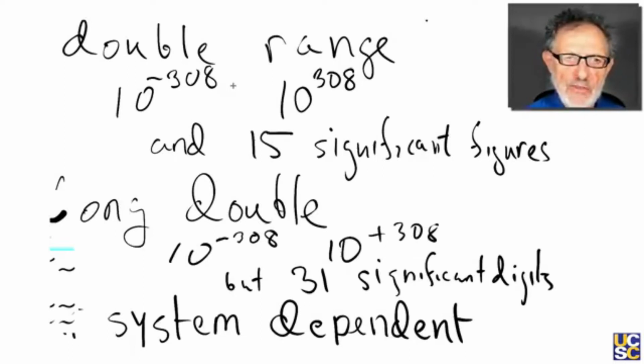So one of the things that gets increased is the range. The range becomes from this extremely small number, 10 to the minus 308th, up to a very large number, 10 to the 308th. Then we would have no problem representing the number of atoms in the universe. And instead of 6 or 7 significant figures, we typically get 15 significant figures.